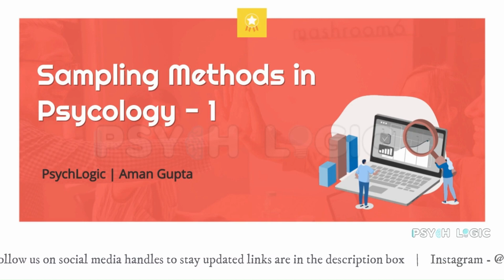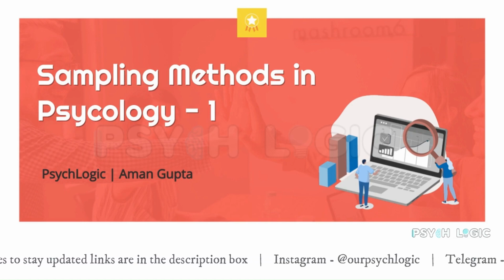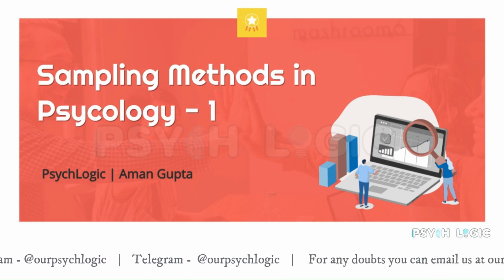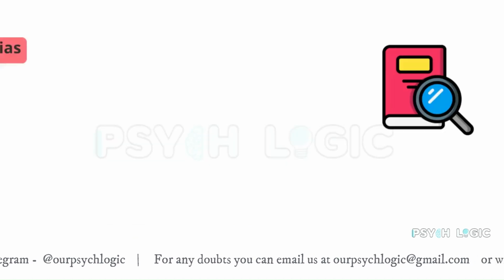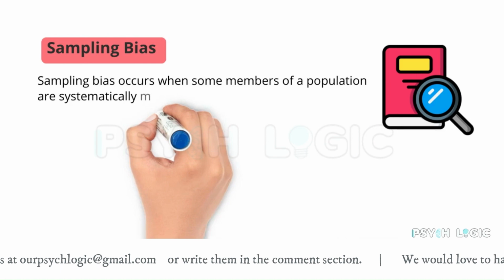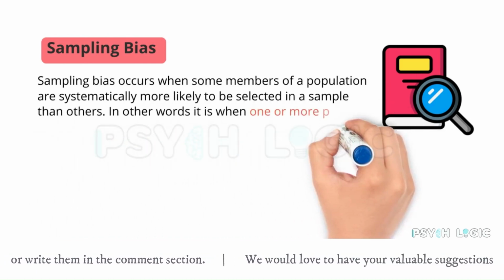In this video, we will be looking at the different methods of obtaining a sample. But first, let us understand what is biased sample or sampling bias. Sampling bias occurs when one or more parts of the population are favored over another.